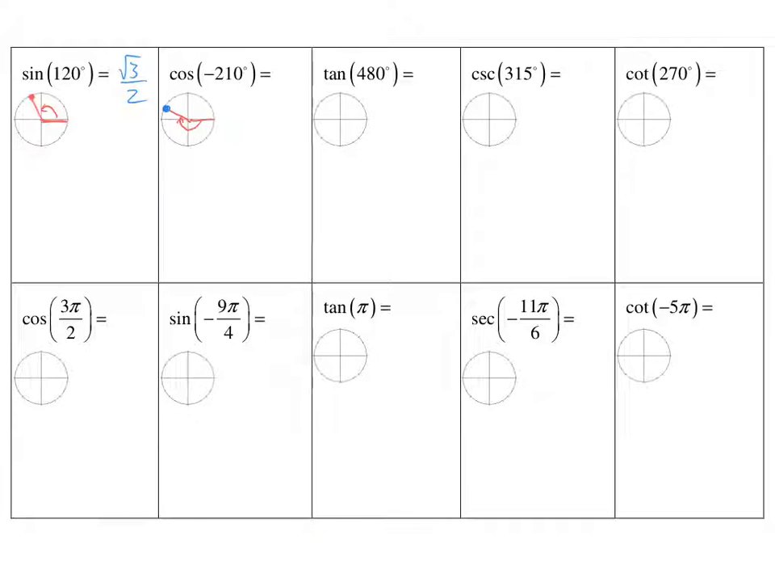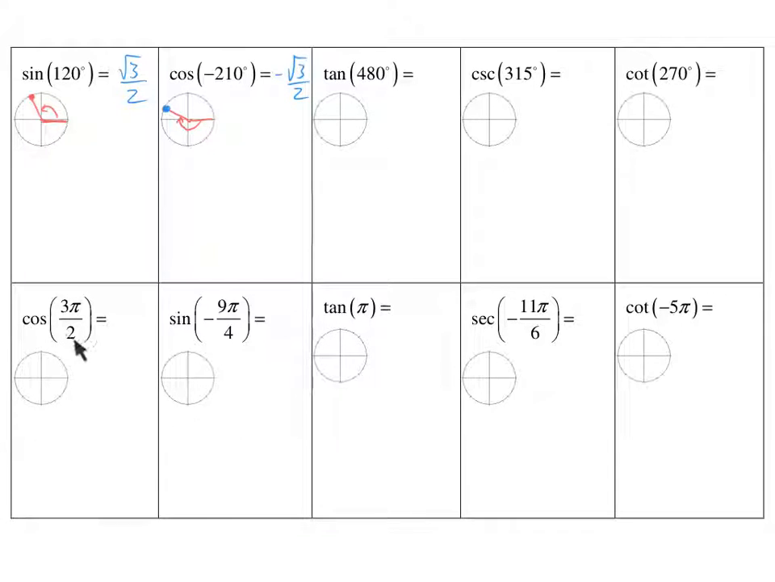That coordinate right there. Well, cosine is the x value. What's the x value of that coordinate right there? Well, we're going over square root 3 over 2 and up a half. And aren't we going negative square root 3 over 2 and up a half? So it's negative square root 3 over 2. The x value is negative square root 3 over 2.